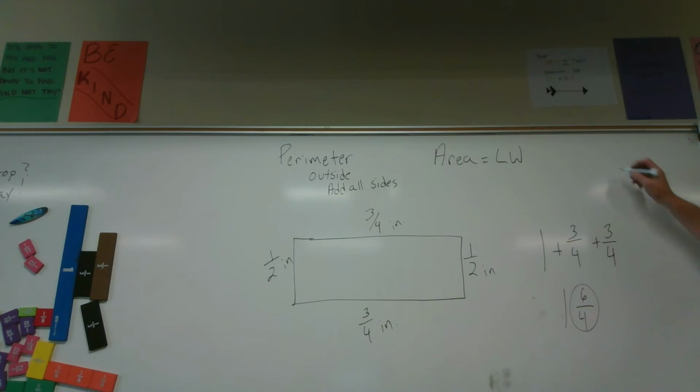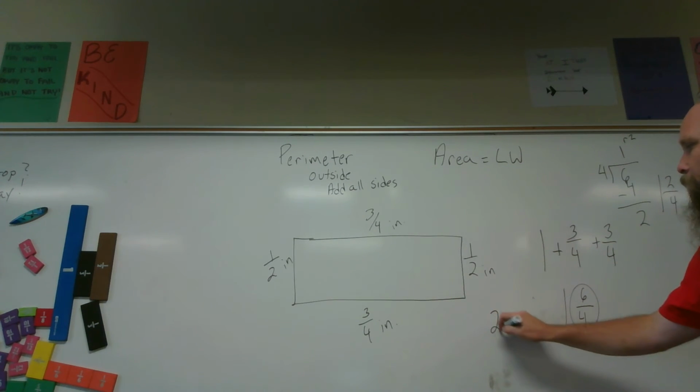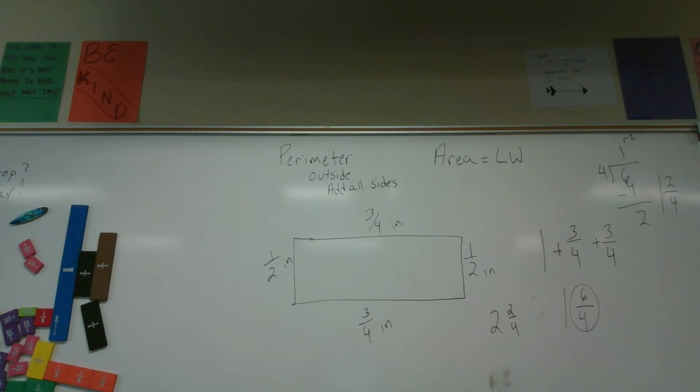So I have 1 and 6/4. 4 goes into 6 one time, so it's 1 and 2/4. So I already have 1, so now I have 2 and 2/4. Because I have 1 here, and this part equals 1 and 2/4. This is perimeter. But can't you simplify that to 2 and 1/2? Yes. Thank you. I was hoping somebody would pick that up. That's my answer.